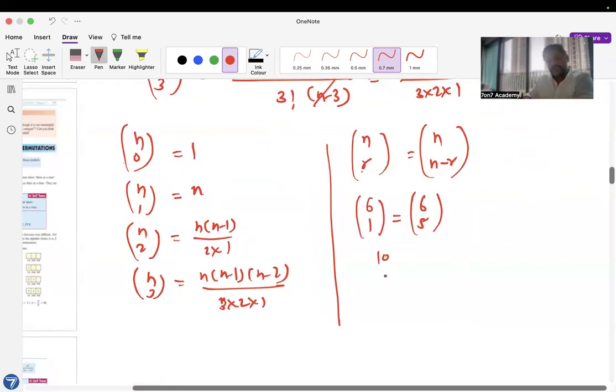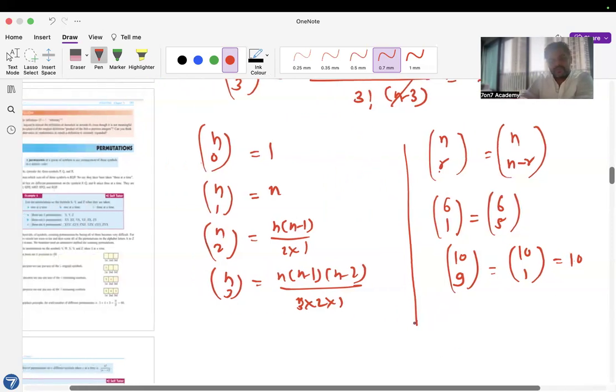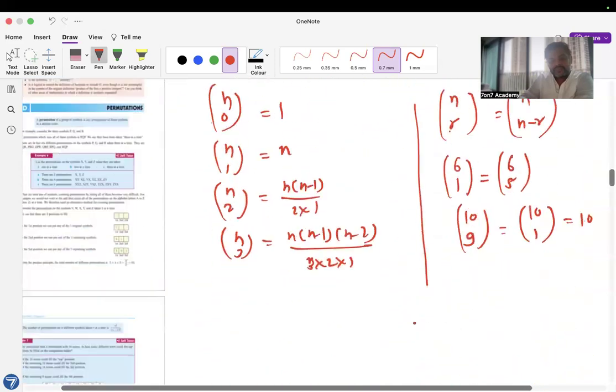Suppose 10C9, you can write 10C1, and that is 10. So if you want to select 9 out of 10, then you have 10 ways. Or you leave one out of the 10, then there are 10 ways, which one is not getting selected. How many different ways the particular thing is not getting selected, so that you can also use. So this is nCr selections.